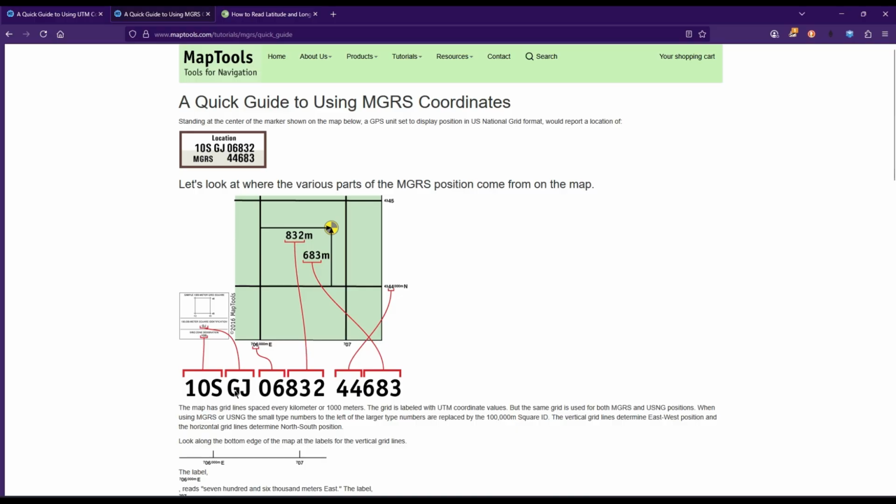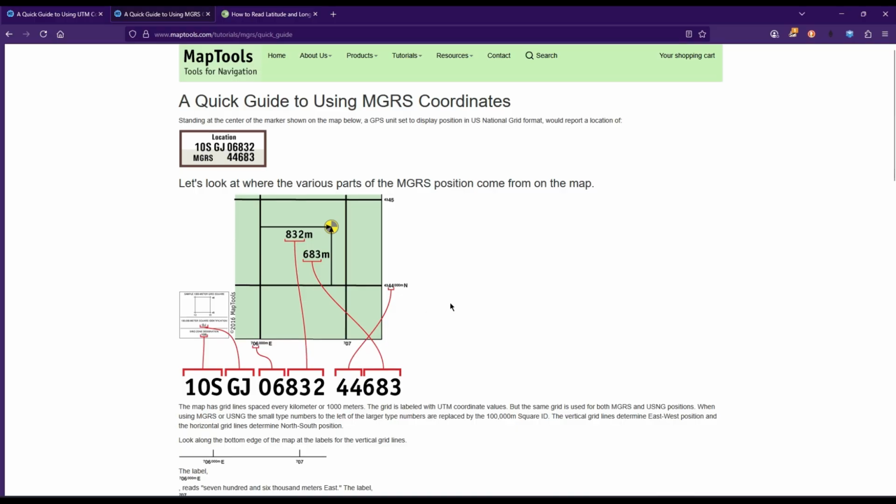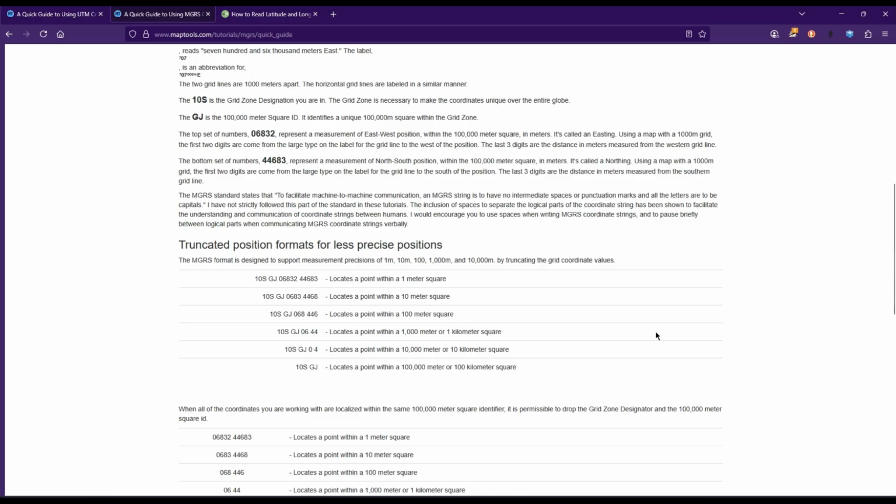That's a tongue twister. GJ. We get rid of GJ, and we add in 43 to our northing, and we add in 07 to our easting, right? So 068446 in MGRS is actually 07068 43446 in UTM. Hopefully that makes sense. Cool.